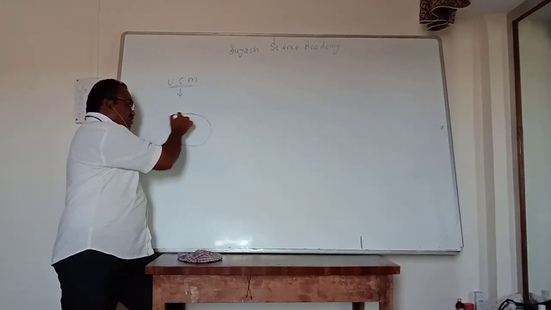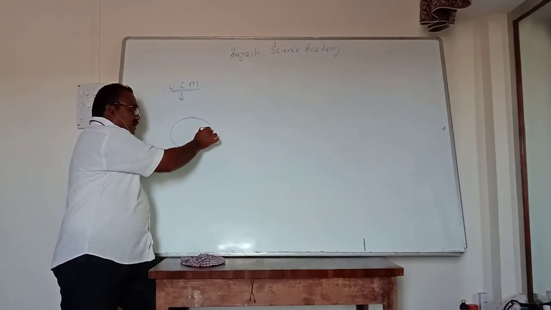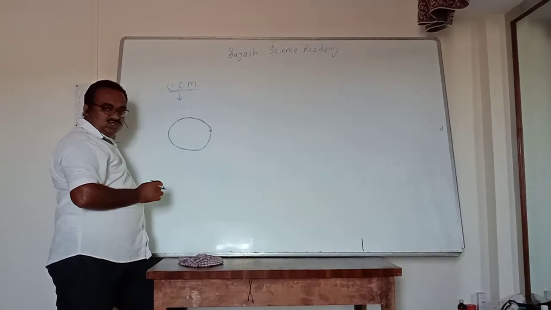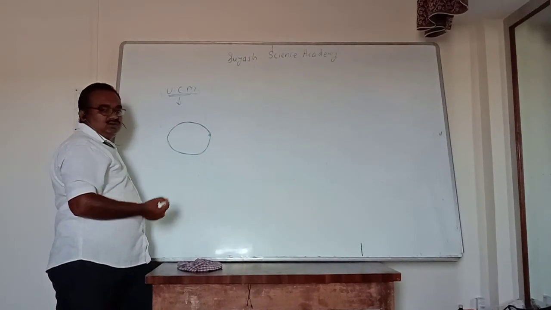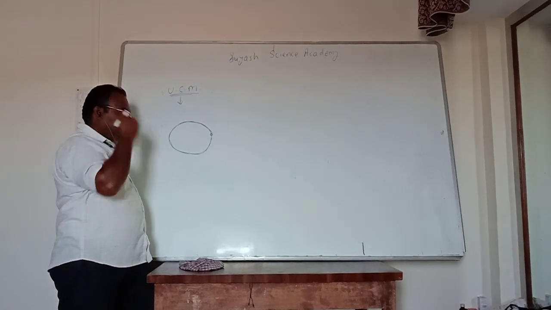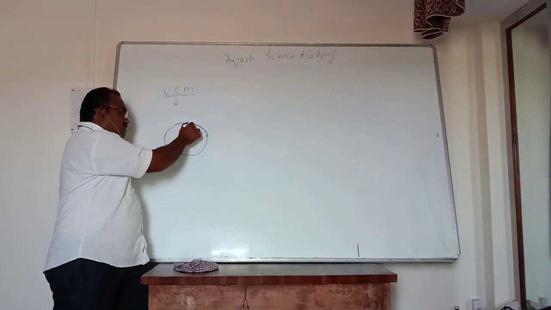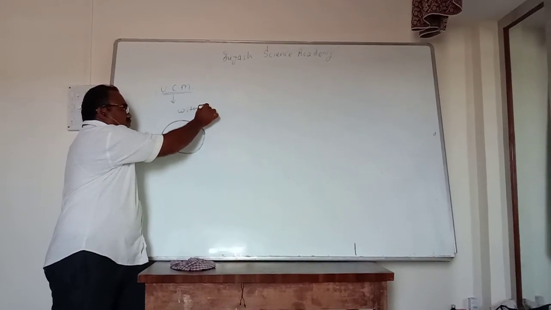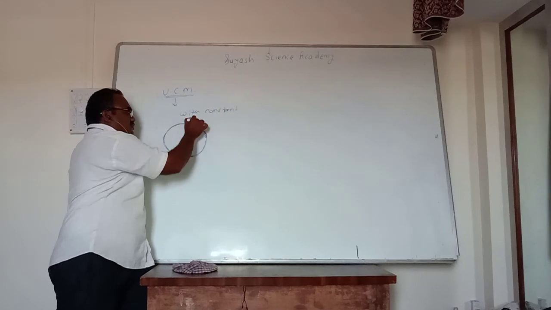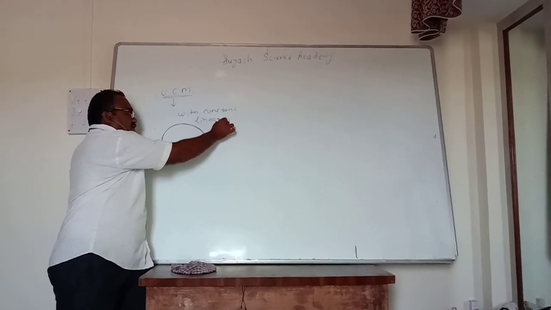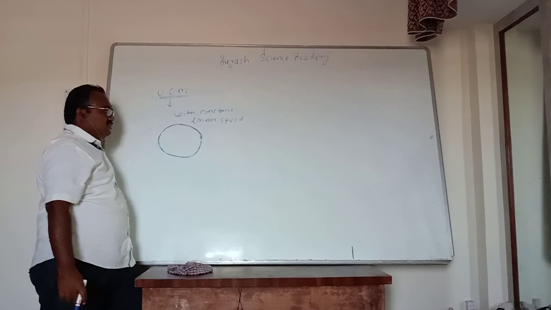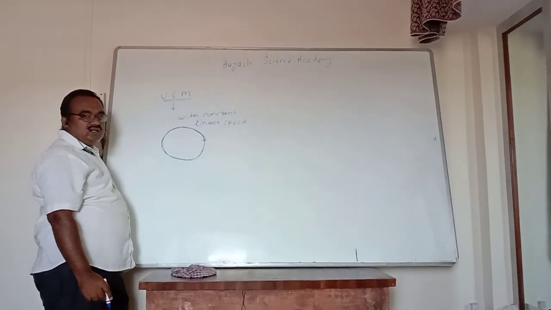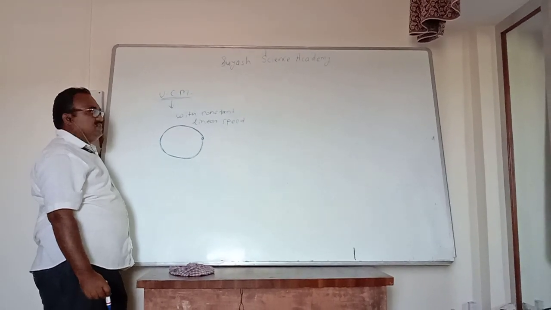What is the definition of circular motion? The motion of a particle along the circumference of a circle is called circular motion. In case of UCM, you just have to add four words: the motion of a particle along the circumference of a circle with constant linear speed is called uniform circular motion.